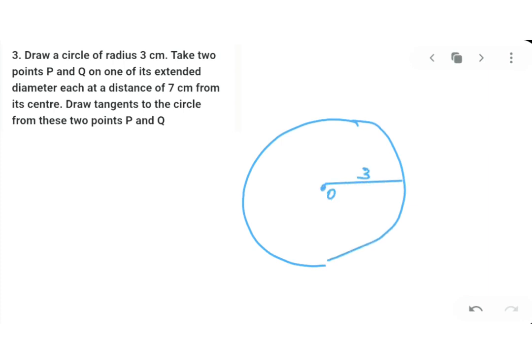Next you have problem number 3, which says you have to draw a circle of radius 3 centimeter. So we'll just draw a circle first of radius 3. I'll mark the center as O and the radius is 3. Then take 2 points P and Q on one of its extended diameter at a distance of 7 centimeter from the center. So now what you have to do, draw a diameter of the circle.